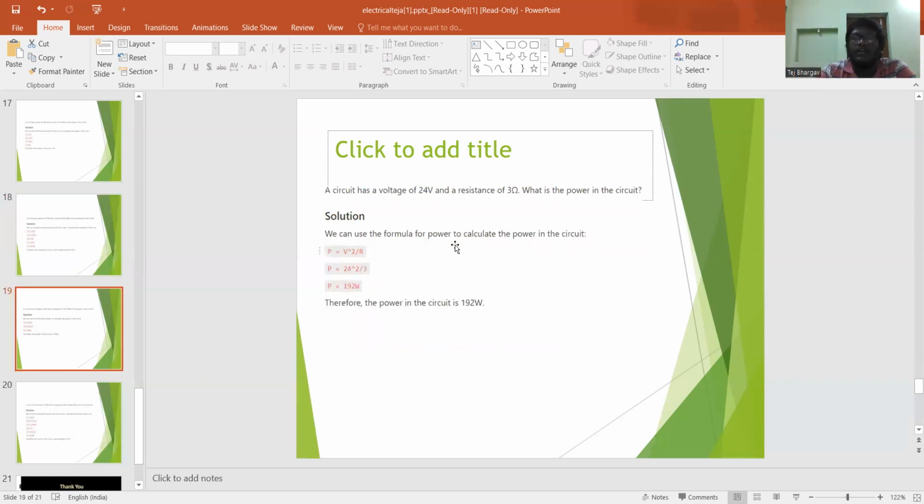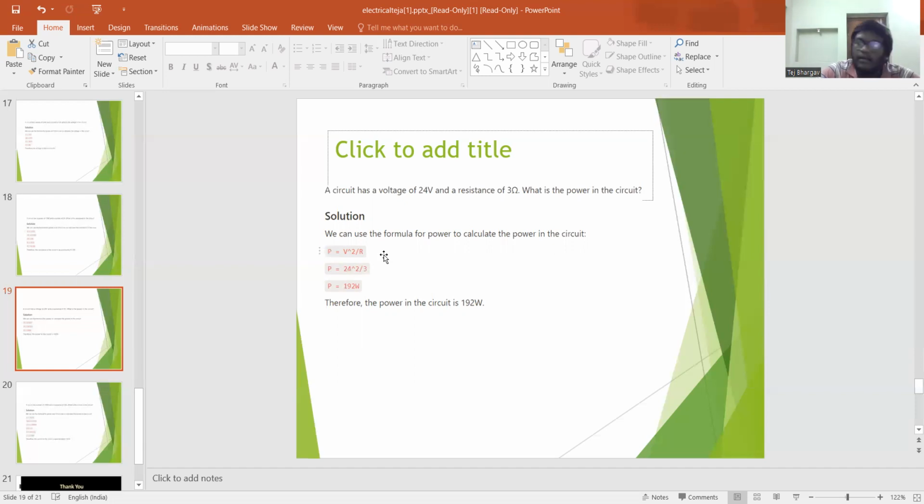Next, given that a circuit has a voltage of 24 volts and a resistance of 3 ohms, what is the power in the circuit? Okay, what they asked is power. We know that P is equal to VI, and from Ohm's law we know that V is equal to IR. So we know that I is equal to V by R.